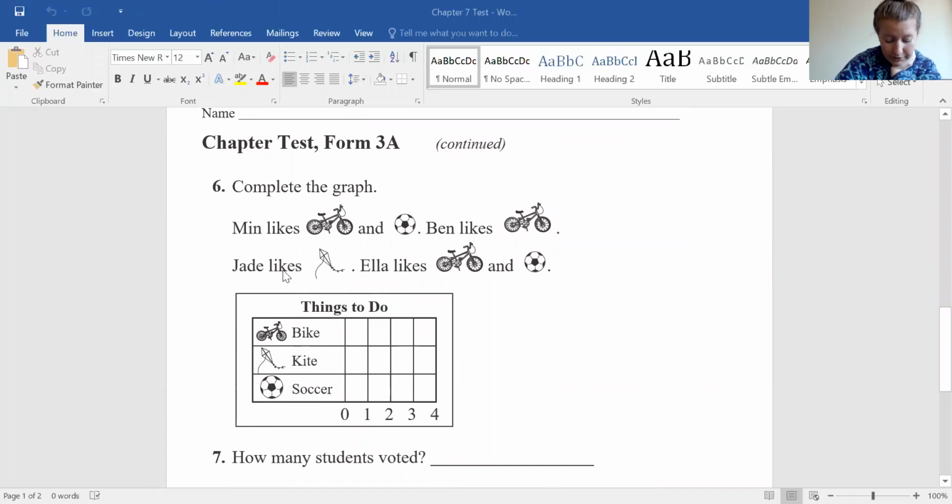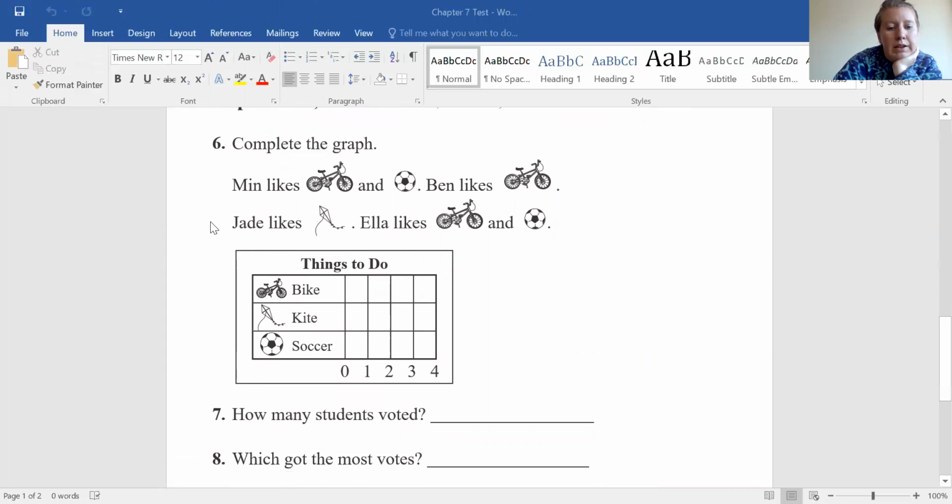Number 6. Complete the graph. Here we go. Min likes bikes and soccer. Ben likes bikes. Jade likes kites. Ella likes bikes and soccer. So you need to fill in this chart based on what they like. So first, start with bike and count the number of votes for bike and then fill it in.